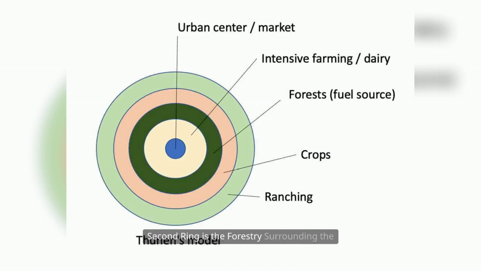Second ring is the forestry. Surrounding the first ring is an area devoted to wood and fuel. In the 19th century, cities required large quantities of firewood for cooking and heating. Bulky and expensive to transport, wood had to be produced near the market.